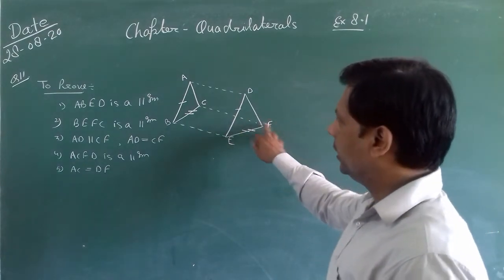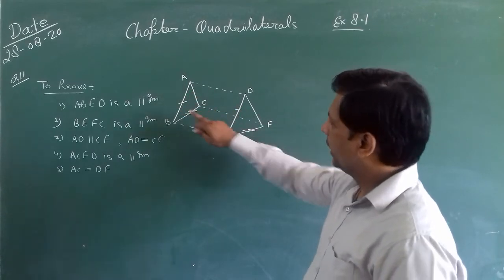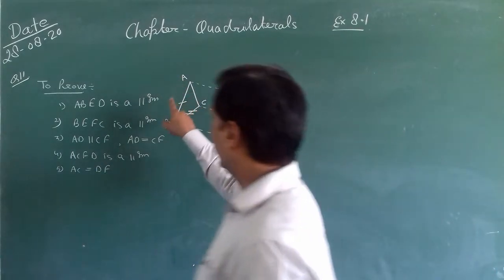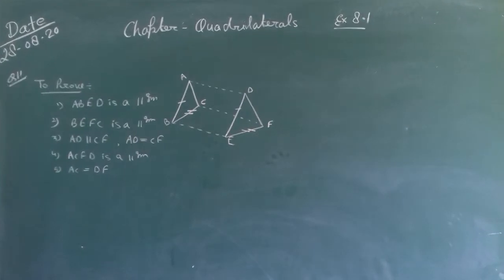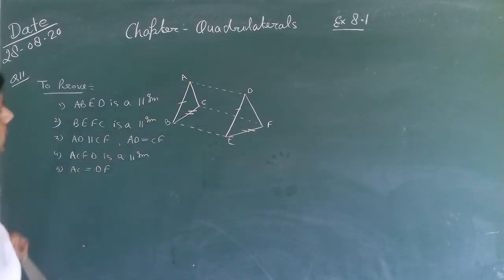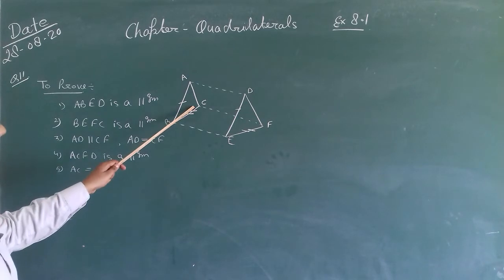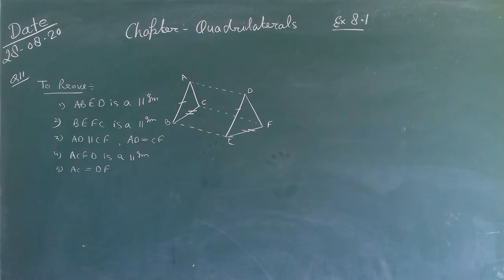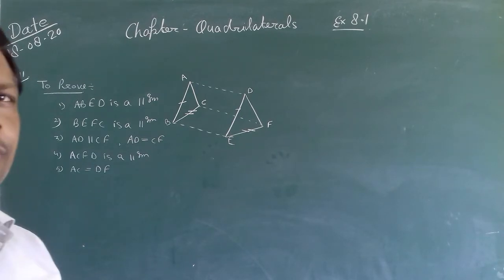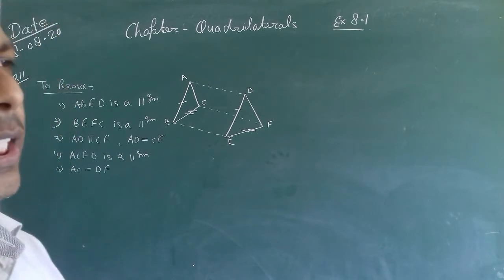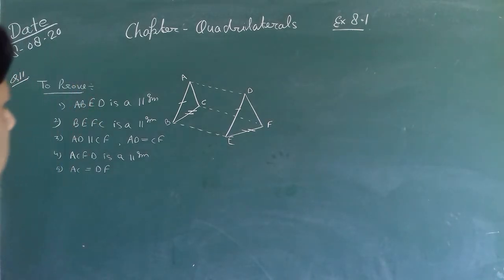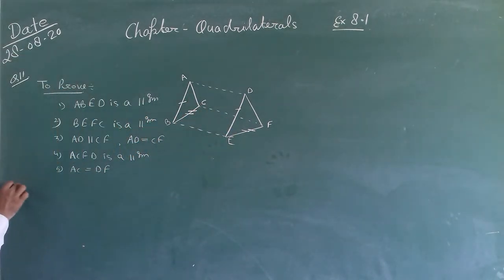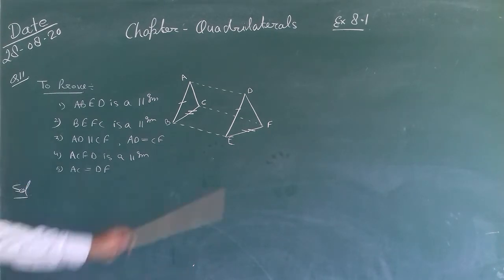In this we are given side AB is parallel to DE and also equal, right? This side AB is parallel to DE and equal. Same as side BC is parallel and equal to side EF. You know, students, in a quadrilateral, if two opposite sides are parallel and equal to each other, then it becomes a parallelogram. See the solution here.